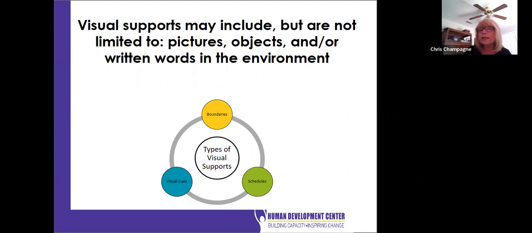And visual supports can include, but aren't limited to, things like pictures or objects and or written words in the environment. And you guys know, in the environment, we encounter them all over the place. I mean, we have red lights, we have stop signs, we have the lanes in the roads, whether you can turn or not. If you go to the bank to withdraw money, there's all kinds of visual supports that tell you what you need to push and what goes where. And so we all rely on visual supports to make it through the day, and our students, our children, are no different.